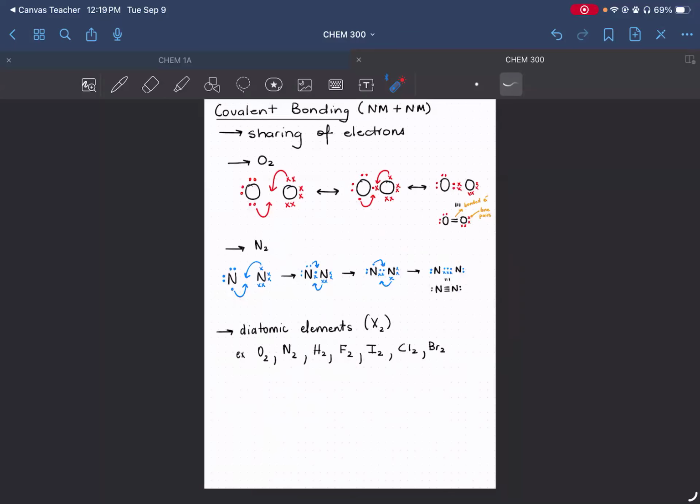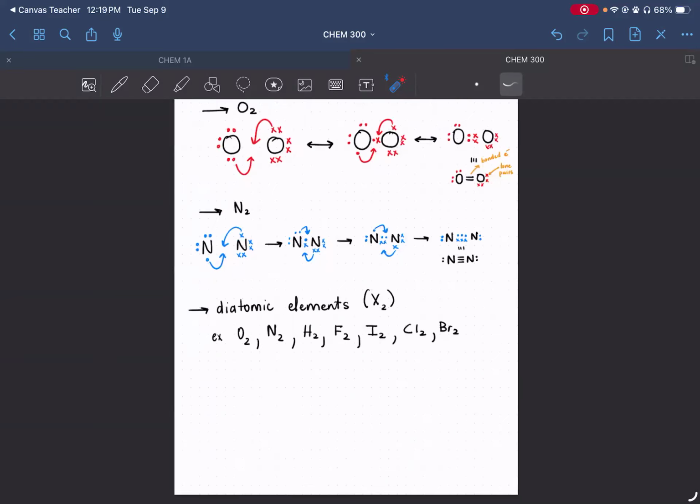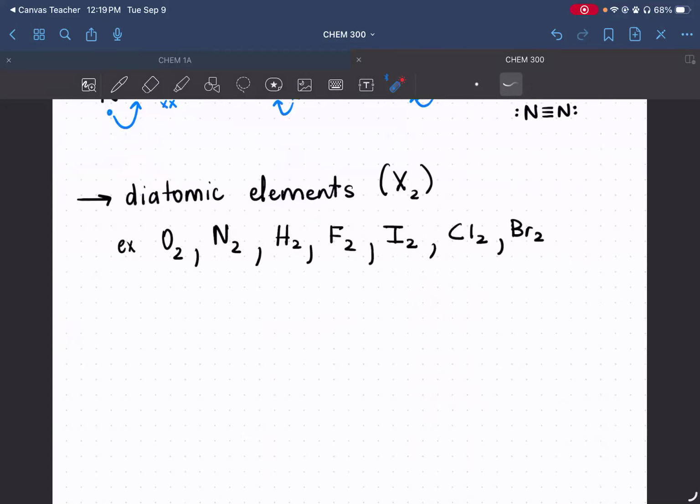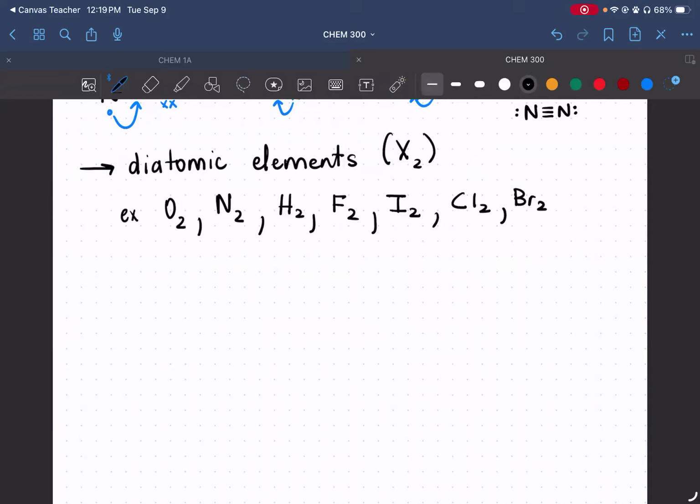Any questions so far? This is the details of covalent bonding. Now we're going to talk about how to name them. Okay? Naming covalent compounds is what's up next.